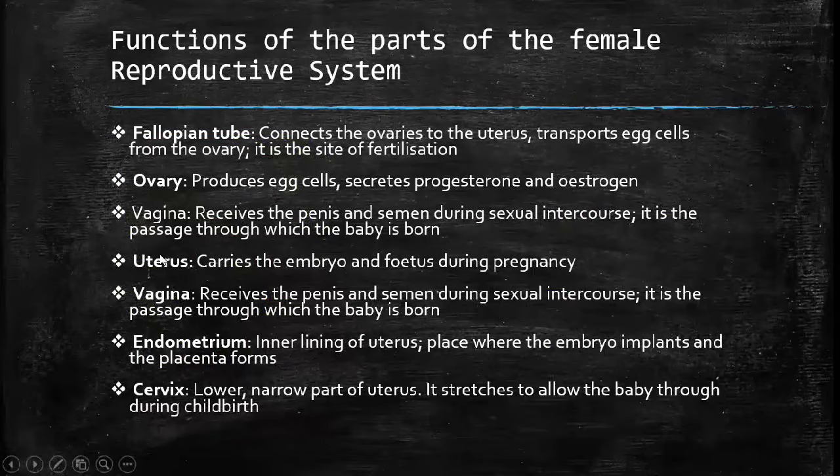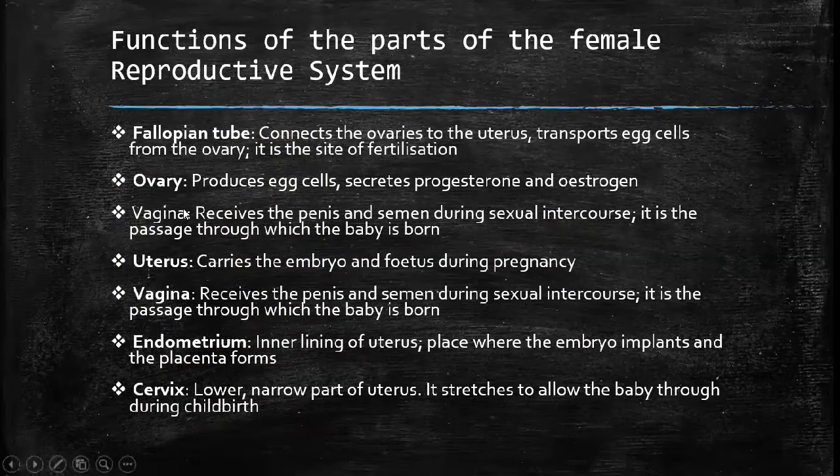Now, we've got the vagina. I repeated the vagina twice, guys. Sorry, forgive me. Now, the vagina receives the penis and semen during sexual intercourse or copulation. And it is the passage through which the baby is born. When somebody is giving birth, that's where the baby passes through, and then the baby goes out. That's how the baby is born. The baby is born through this vagina.